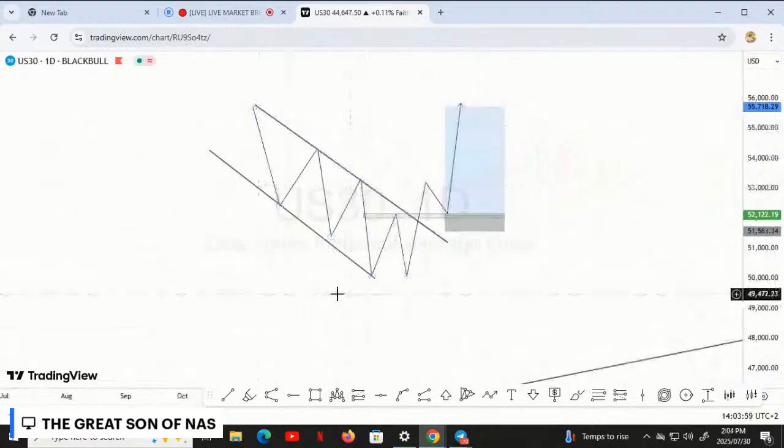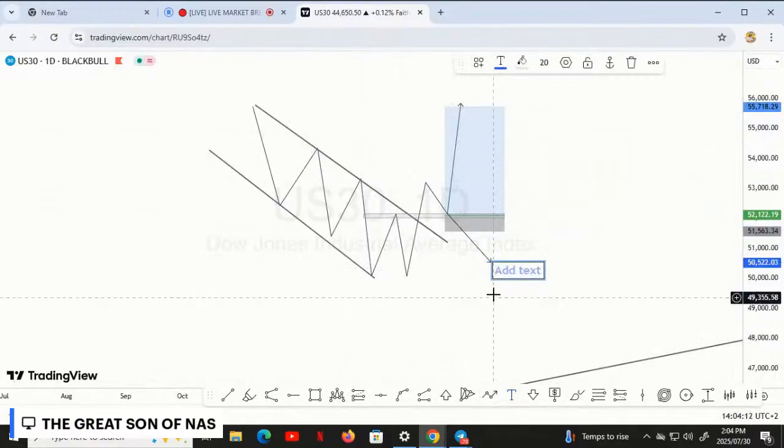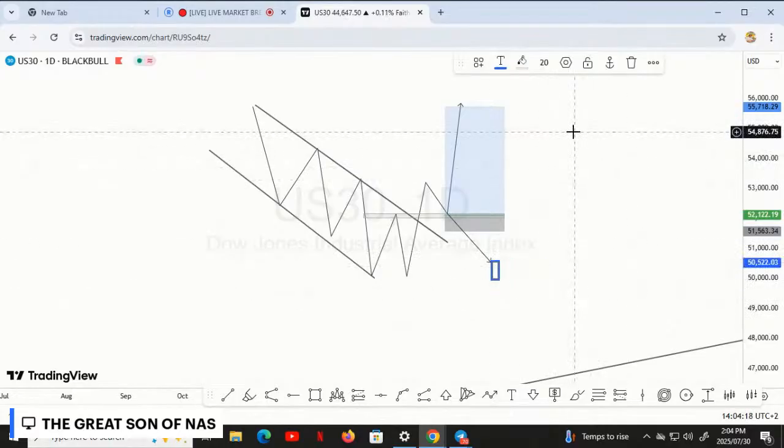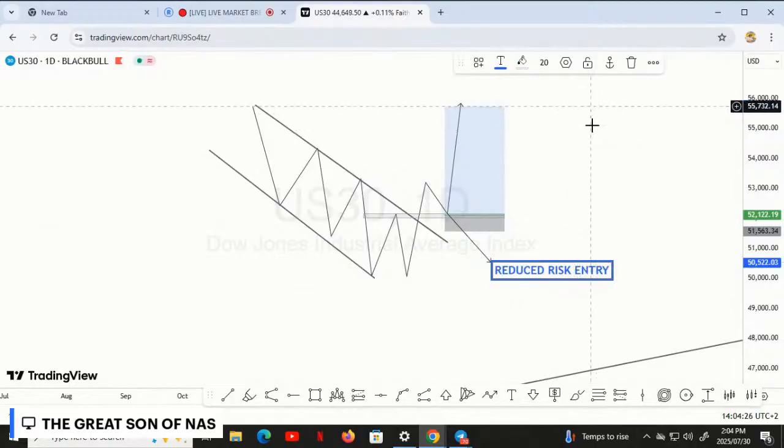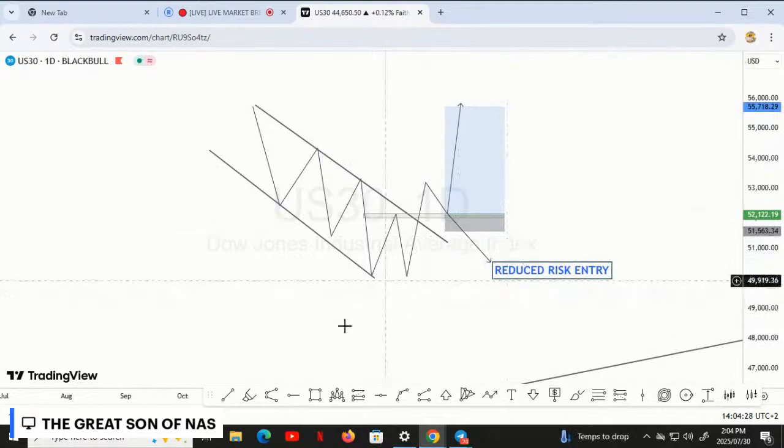Look at the risk entry and the reduced risk entry, guys. You guys must try to do what? When you enter trades here, this is what we call a what? A reduced risk entry. So yeah, guys, this is what we call a reduced risk entry. And once you enter trades, once the market has given us a breakout, this is what we call a what? This is what we call risk entry.